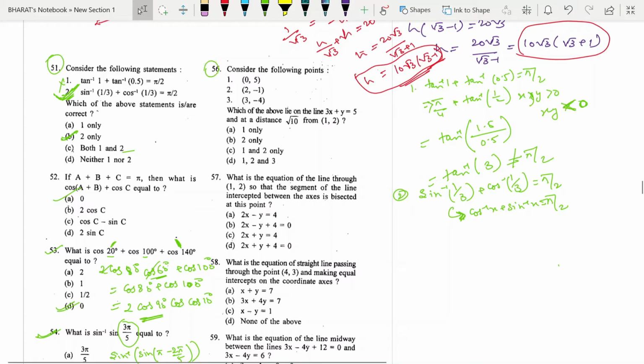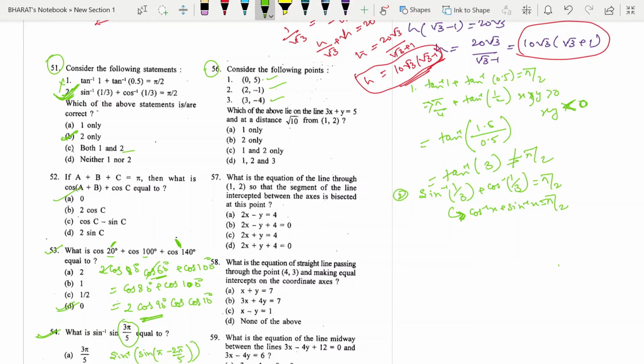Now moving to question number 56. Consider the following points: (0, 5), (2, -1), (3, -4). Which of the above lie on the line at a distance of root 10 from this point? First we will check whether these points lie on this line or not. (0, 5), yes it is lying, and (2, -1), yes it is lying, and (3, -4), yes it is also lying.